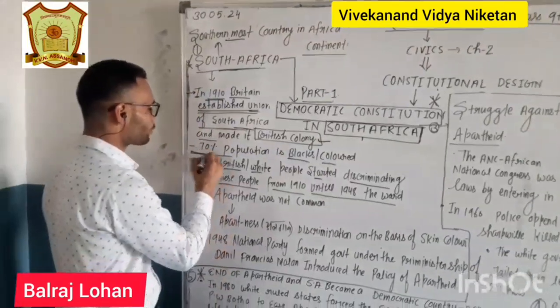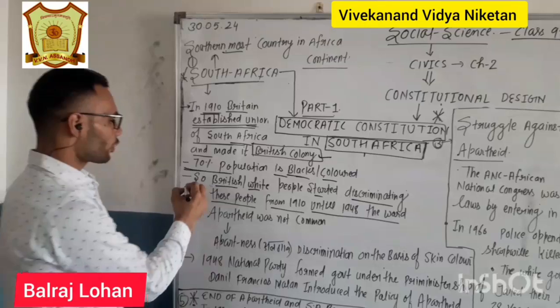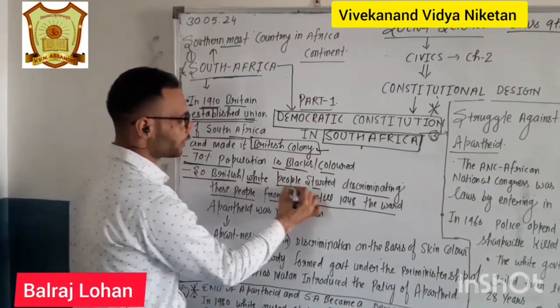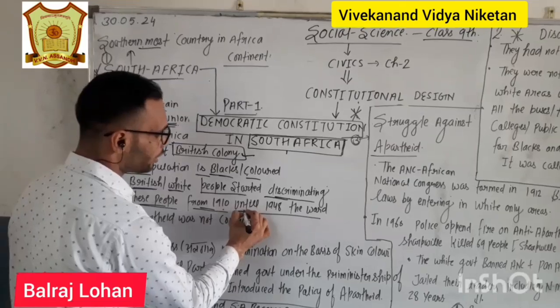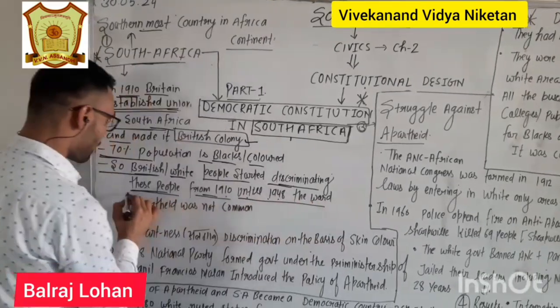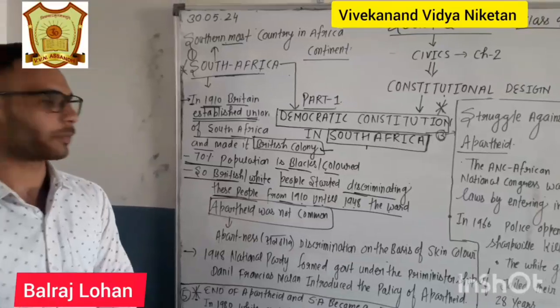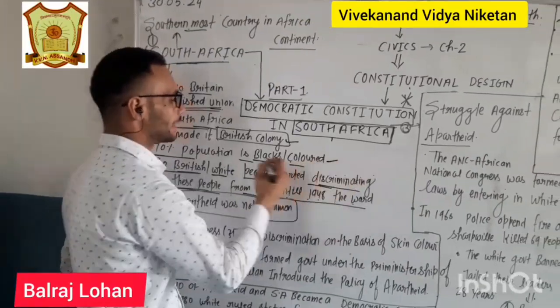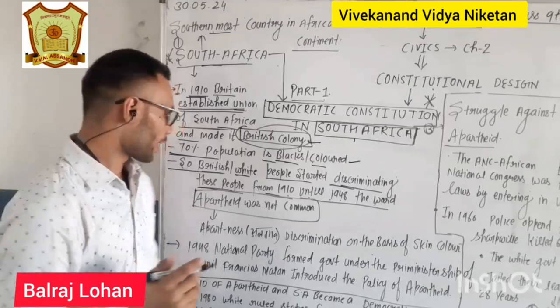So 70% of the population of South Africa is black and colored. So the British white people started discriminating against these people from 1910 until 1948. The word apartheid was not common. Means they started discriminating against people from when they made South Africa a colony.